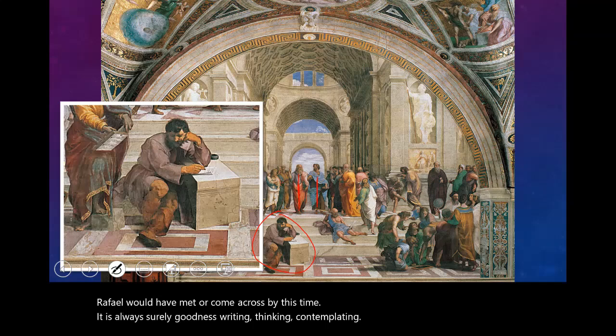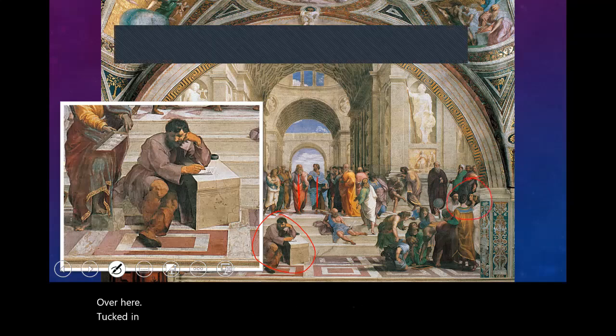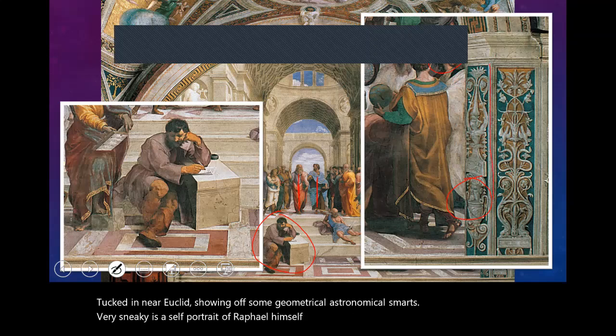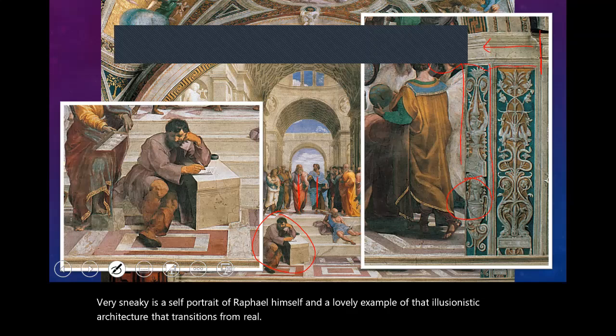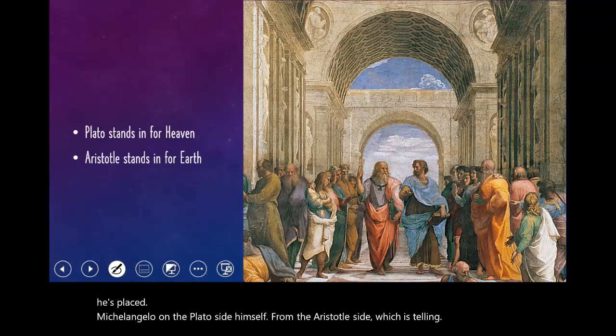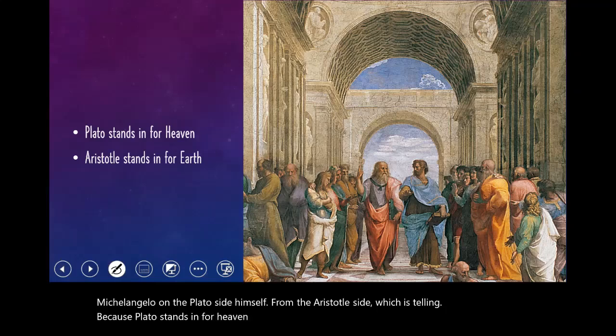Over here, tucked in near Euclid, showing off some geometrical, astronomical smarts, very sneaky is a self-portrait of Raphael himself, and a lovely example of that illusionistic architecture that transitions from real to illusionistic. He's placed Michelangelo on the Plato side and himself on the Aristotle side, which is telling. Because Plato stands in for heaven and Aristotle stands in for earth.